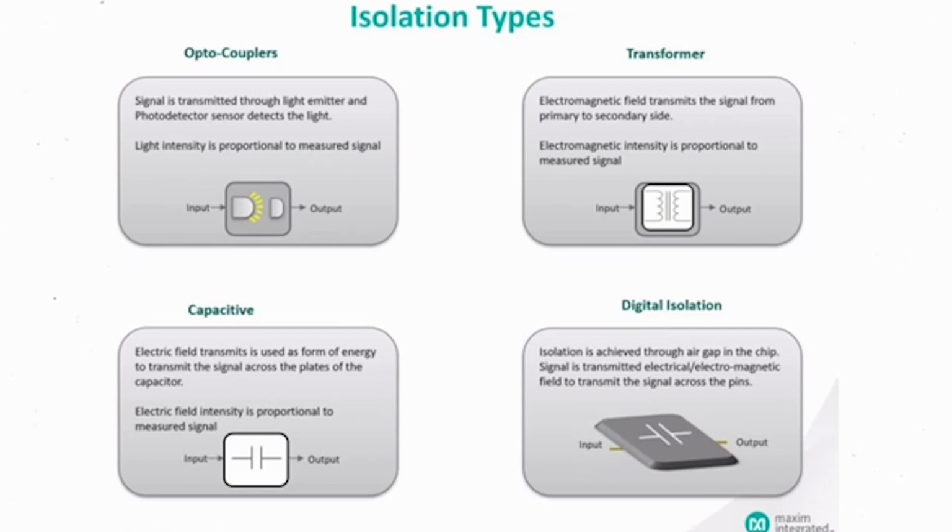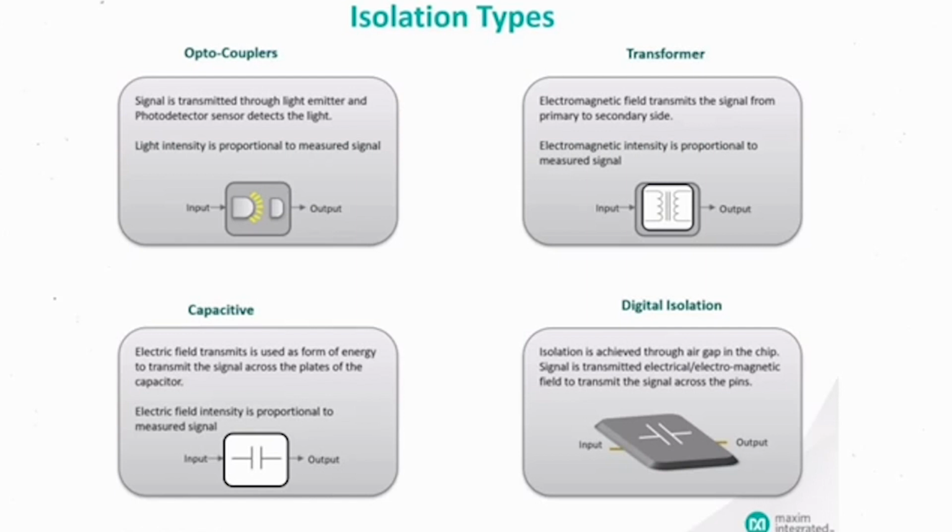In a transformer, the basis of isolation is an electromagnetic field that transmits the signal from one winding of the transformer to another winding through induction. The electromagnetic intensity defines the measured signal. In capacitive isolation, the capacitance stores electrical energy between two plates, which can be used to transmit the signal across the two plates. The electrical field intensity is proportional to the measured signal.